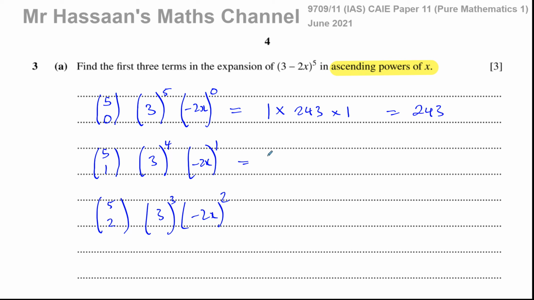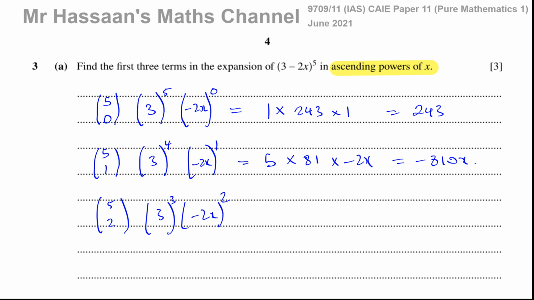And here we have 5C1, which is 5. And then we have 3 to the power 4, which is going to be 81, times (minus 2x) to the power 1, which is minus 2x. So you end up with 5 times minus 2, which is minus 10, times 81, which is minus 810x.